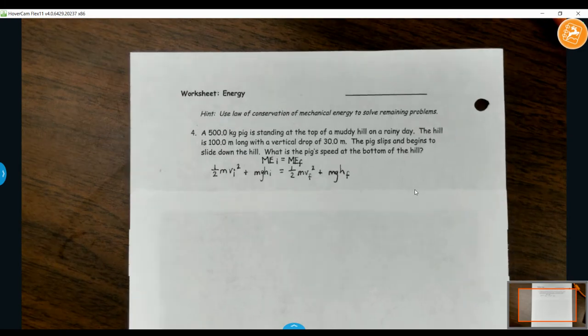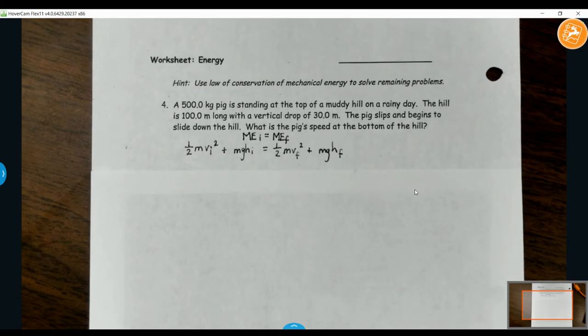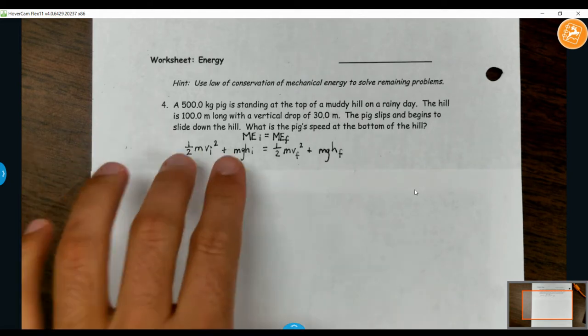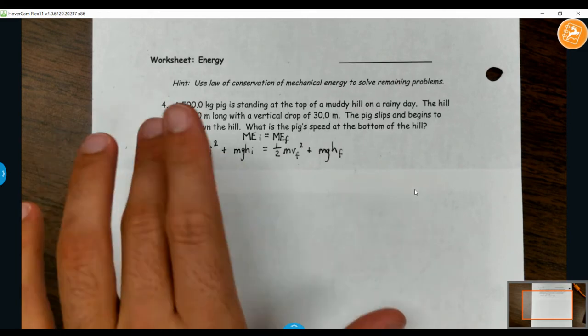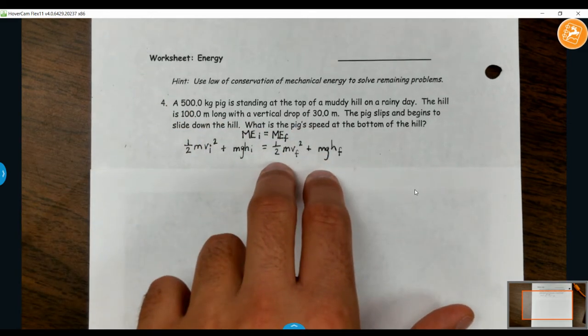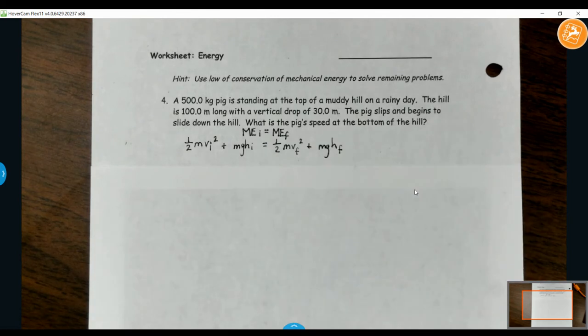Okay, what's up, guys? Using the law of conservation of energy, what we have here is the fact that for an isolated or closed system, where no work is being added and no negative work is being done to take energy away from the system, the kinetic energy and potential energy beforehand are going to equal the kinetic and potential energy at the end, or at the final position.